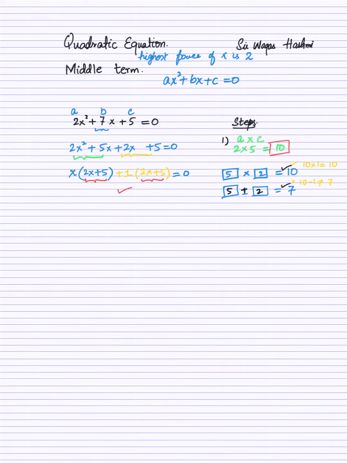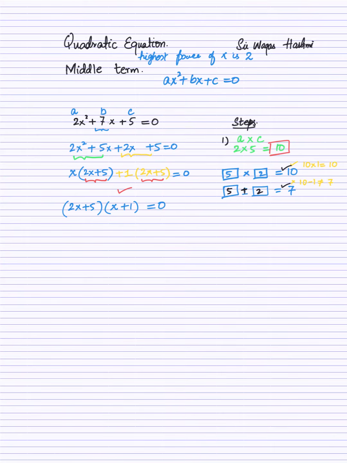Moving forward. Now these two brackets are the same, that means you can take them common as well. So now the common part is 2x plus 5. Once you have taken common, whatever is left you need to write in the other bracket. Here x is left over, and here plus 1 is left over. So the leftover part is x plus 1 equals 0. These two brackets are multiplying and equal to 0.